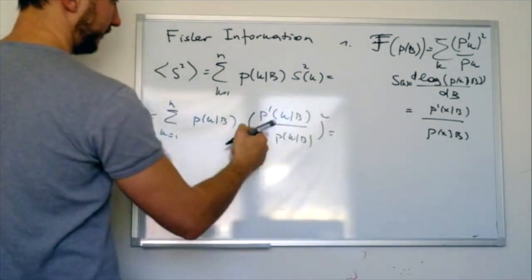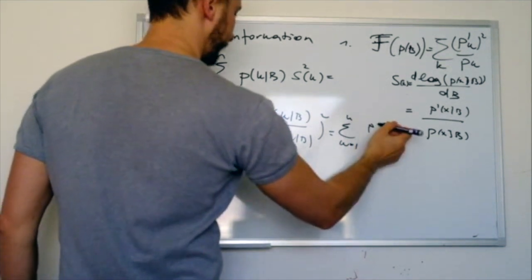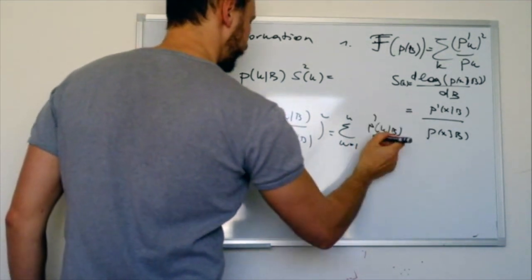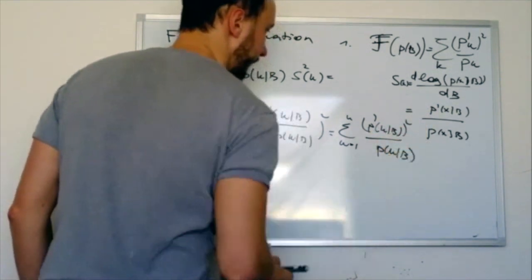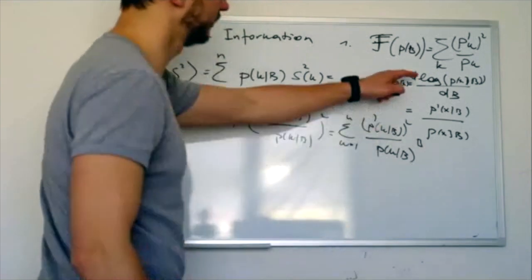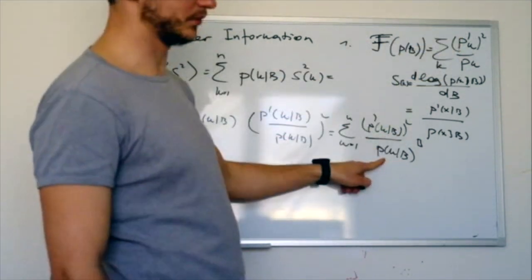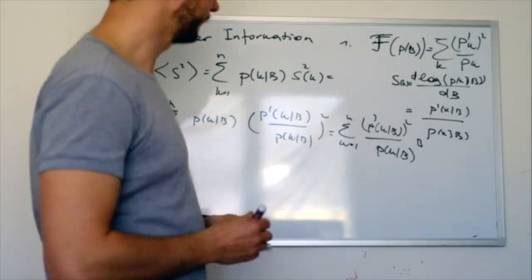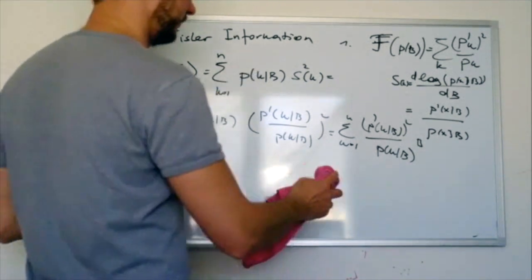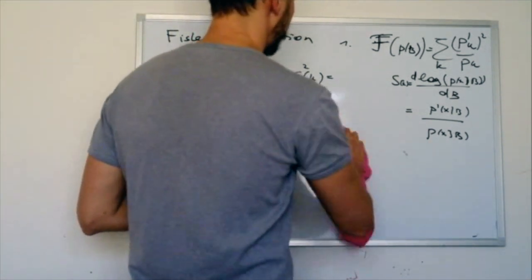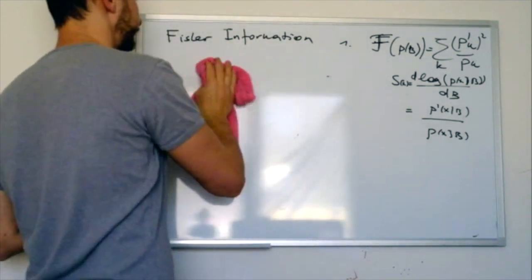Obviously, you see that the square here disappears, so this is just the sum over k of 1 to n of p prime of k_b squared, the derivative squared, divided by p of k_b. This is just the derivative of the probability for outcome k squared divided by the probability of outcome k. So we can also see the Fisher information as the expected value of some random variable, which is defined as a function of the measured outcome.